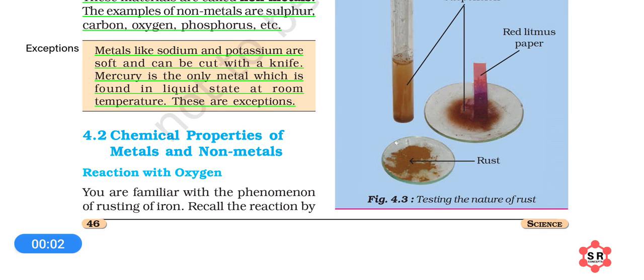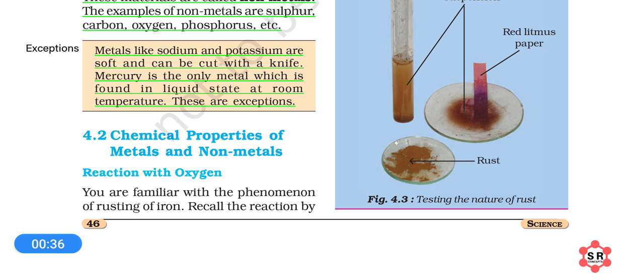Hello students, this is Ravi Verma and this video is the second part of chapter number 4. The title of this chapter is Materials, Metals and Non-Metals, from the NCERT science textbook for class 8th. In part 1, we discussed the physical properties of metals and non-metals. In this part, we are going to discuss the chemical properties of metals and non-metals.